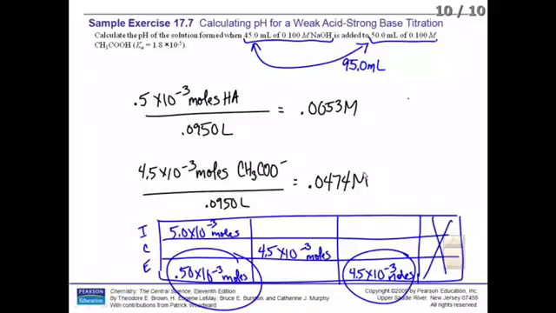Anyway, the Ka value for the acetic acid was given to you in the problem. That's very nice. It was 1.8 times 10 to the negative 5. What we need to do is figure out the pKa, so you can take the negative log of that. Negative log of 1.8 e negative 5. The pKa is therefore 4.74. This is your pKa.